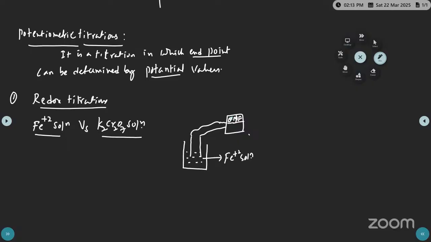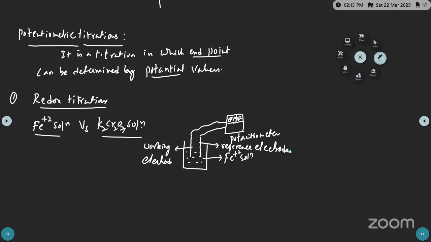So the device is known as a potentiometer. Okay, so in this one, what is it? Working electrode. This is called the working electrode of the solution. And this is what? A reference electrode. So this is the working electrode and that is the reference electrode.